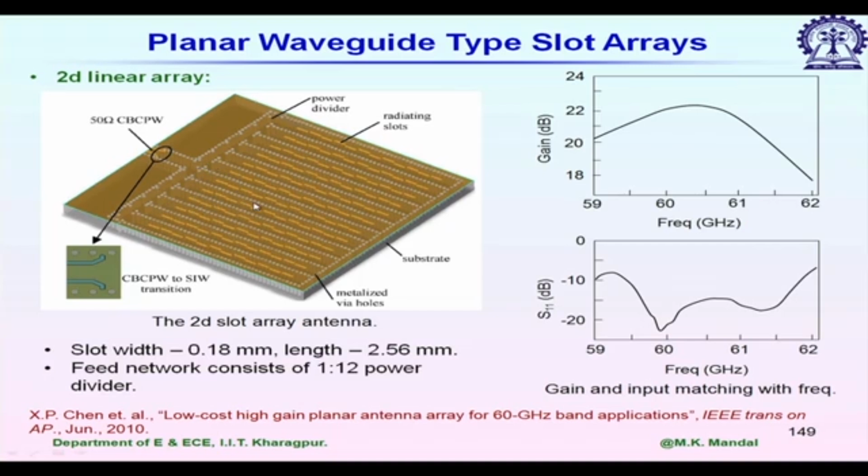There are some standard techniques, one such is called Taylor distribution, and that is done by using different gaps here, feed lines. So, this is the plot of input reflection coefficient S11 in dB, it is for 60 GHz application, and this is the plot of gain. So, for this particular array, slot width is 0.18 millimeter, length 2.56 millimeter, and you can see a gain of almost 22 dB.